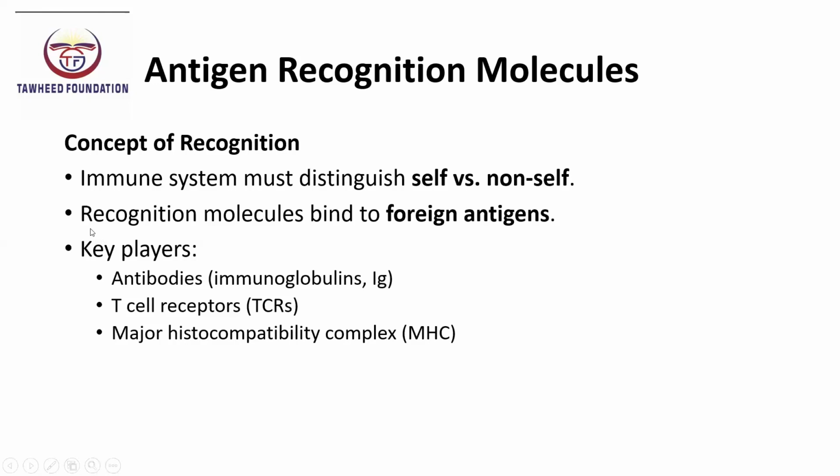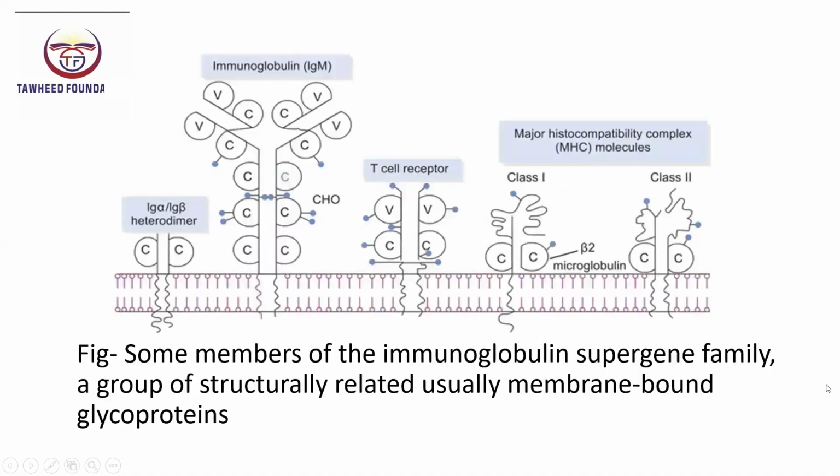So all these molecules, antibodies, BCRs, TCRs, and MHC proteins share a common structural feature known as immunoglobulin fold, that is Ig fold. This is why they belong to the Ig superfamily. So as you can see in this diagram, the Ig superfamily also includes other proteins such as cell adhesion molecules, beta-2 microglobulin, and platelet derived growth factor receptors.